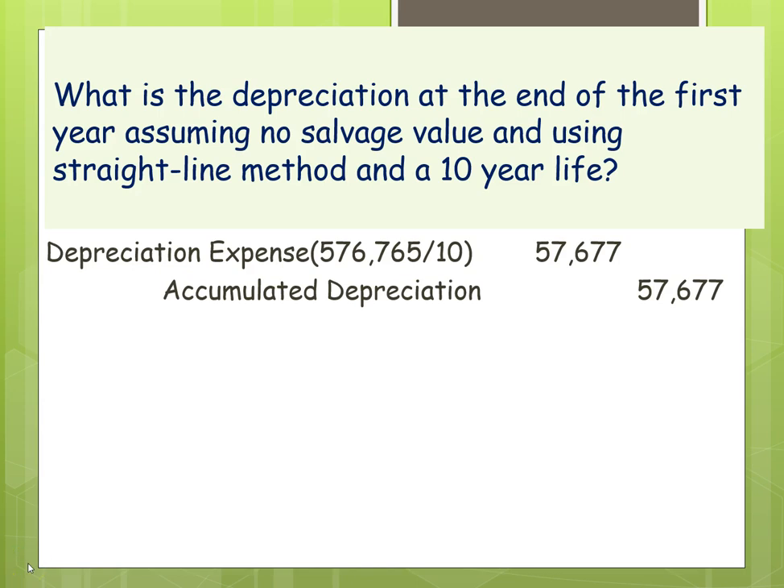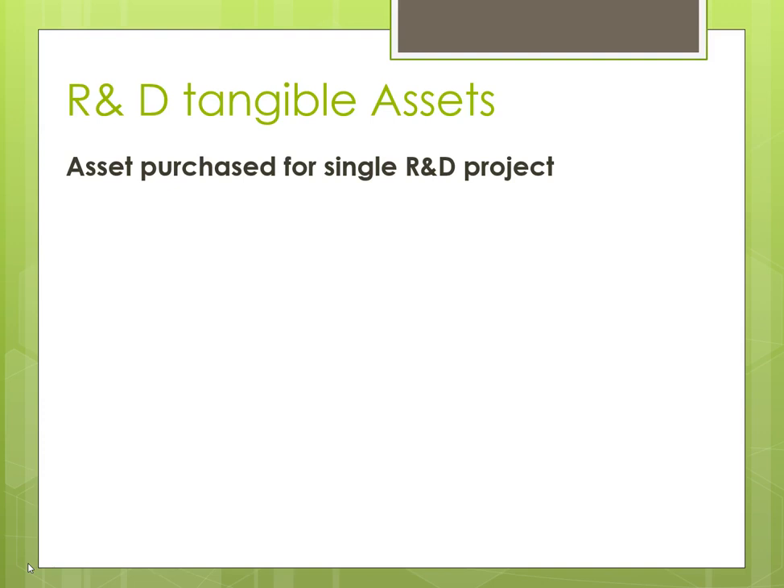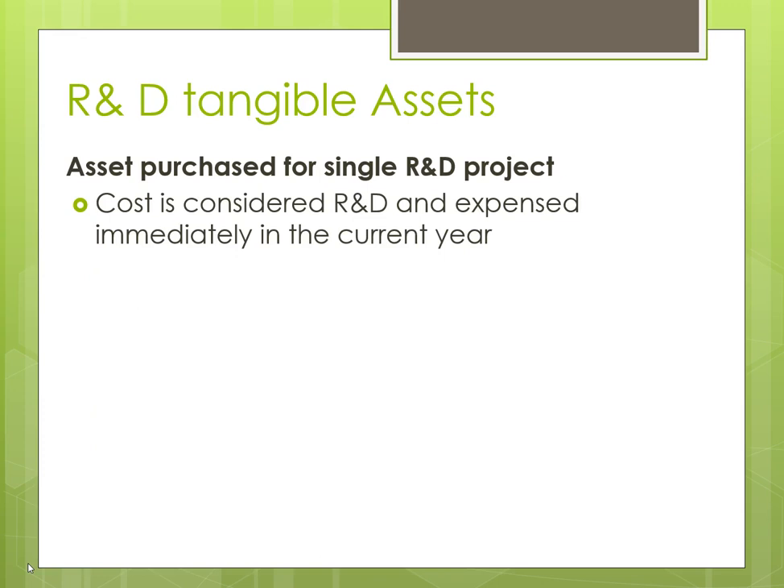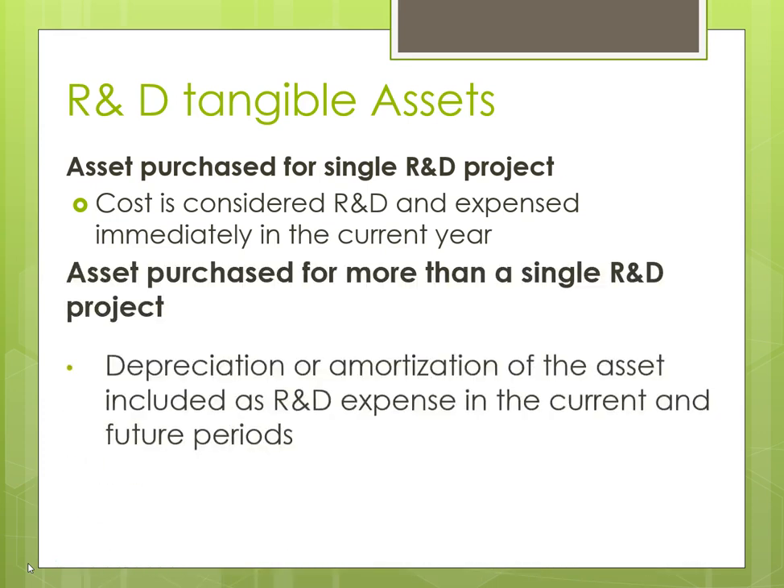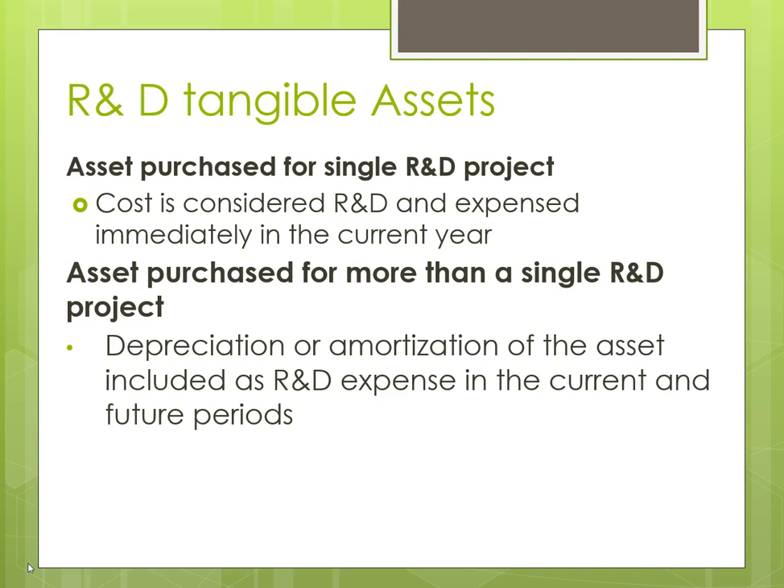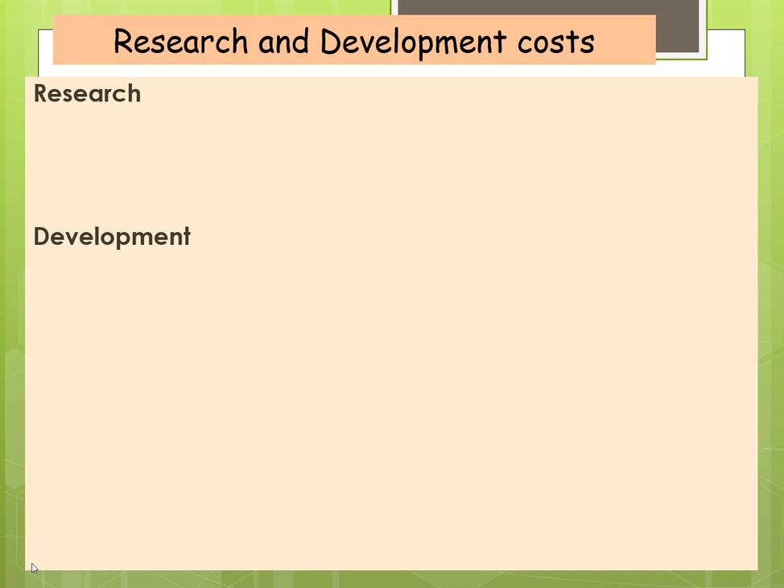Now we're going to go to R&D expenditures. Assets purchased for a single R&D project are costed or expensed in the year that they're purchased. Assets purchased for more than a single R&D project are capitalized and depreciated or amortized, with the asset's depreciation included as R&D expense in the current and future period. But it would be depreciated. I don't know why they say amortized, but okay, I would depreciate it.